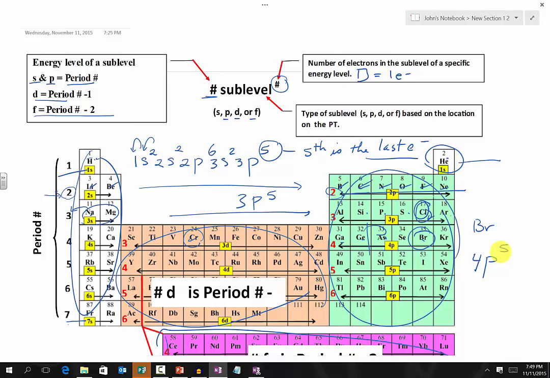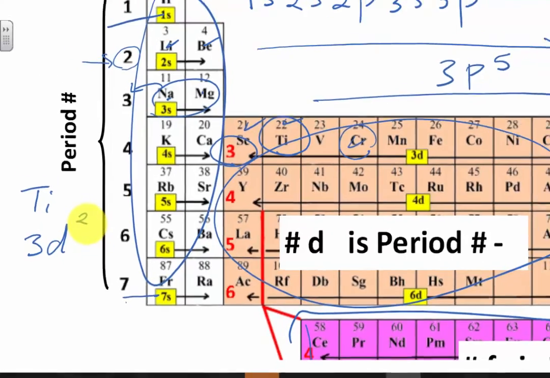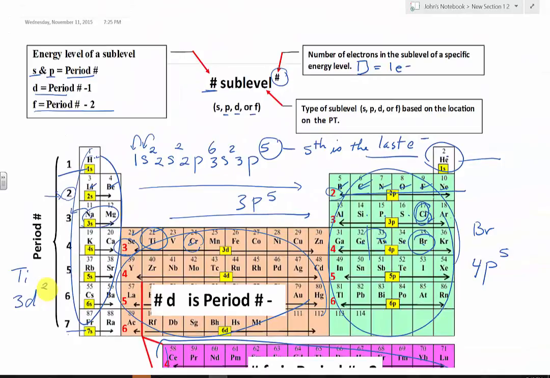Let's say I look at titanium right here. Titanium is defined by its last electron, which is in energy level 3, because it's in period 4. 4 minus 1 gives you 3 right there. And it's in the d sublevel. So 1, 2. It's the second electron of the d sublevel. So again, by looking at the last electron on the electron configuration, we can determine the element for that electron configuration.